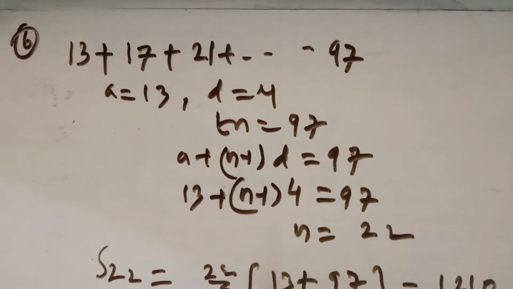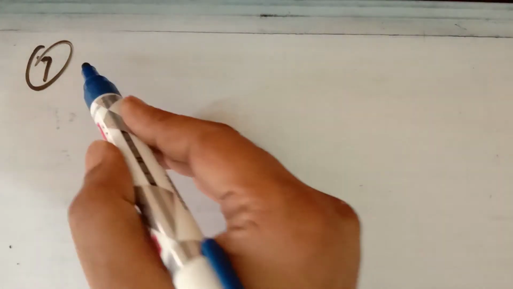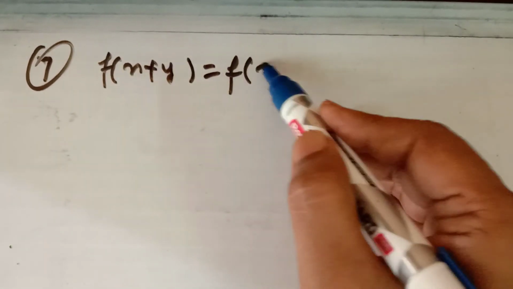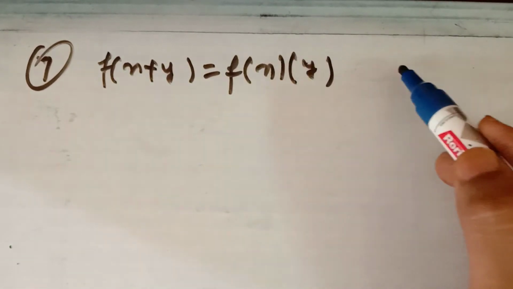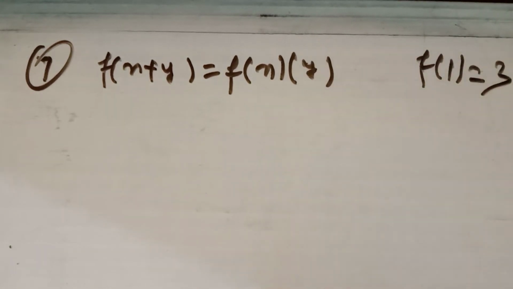Question number 6. Now question number 7, read it. Somewhat different question it is. It is given that f(x plus y) is equal to f(x) into f(y), and f(1) is given as equal to 3, and you have to find the number of terms.